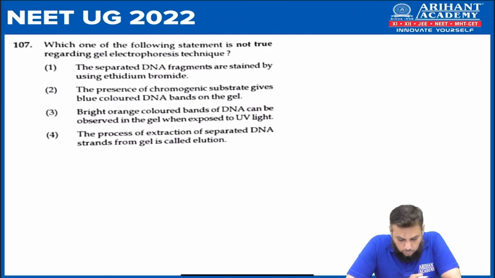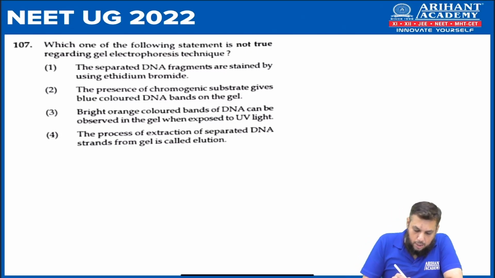107. Which of the following statement is not true regarding gel electrophoresis technique? The separated DNA fragments are stained by using ethidium bromide. Yes. The presence of chromogenic substrates gives blue colored DNA bands on the gel. Bright orange colored bands of DNA can be observed. Yes, that is also correct. So the wrong answer would be 2 over here for 107.